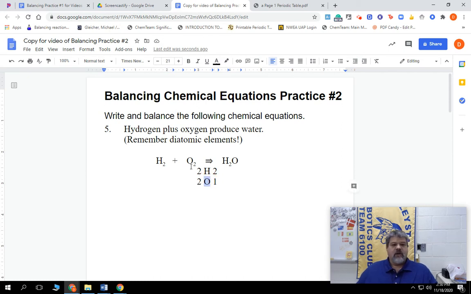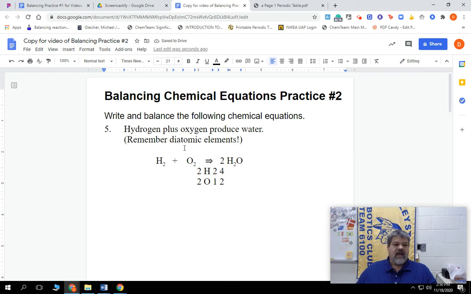So let's go up here, and we have to make this. Now again, I cannot change the subscript. I can't put a 2 right here. If I put a 2 right there, I would have H2O2, which would be hydrogen peroxide, which is not water. It looks like water, but it's not water. So we have to change the coefficients, which are in front. So if I put a 2 right there, that means now I have 2 oxygens on this side. So I can put a 2 right there. But it also changes the number of hydrogens. So I go from 2 to 4.